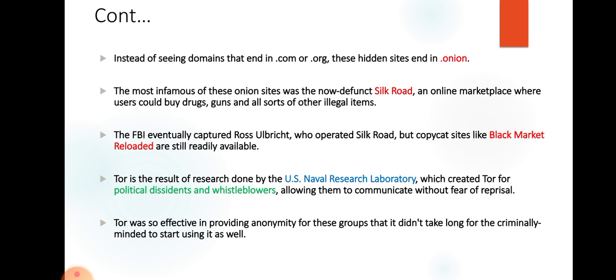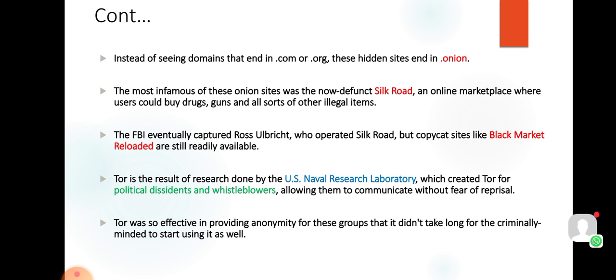So that person may get captured, and that site may get closed. But copycat sites of Silk Road will be available, such as Black Market Reloaded, and all the information will be available there as compared to Silk Road, readily available in the particular marketplace.